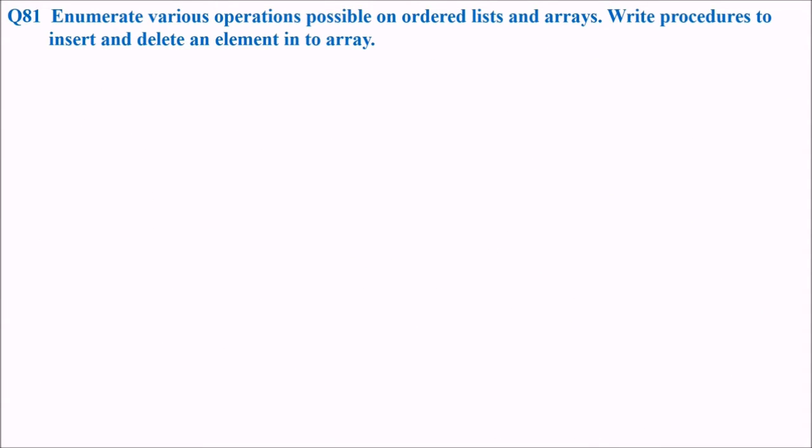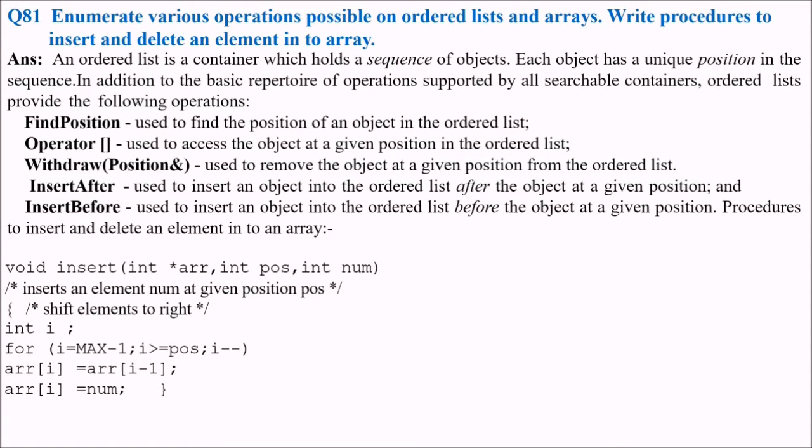Enumerate various operations possible on ordered lists and arrays. Write a procedure to insert and delete an element into an array. So an ordered list is a container which holds a sequence of objects, and each object has a unique position in this sequence, like an array. In addition to the basic repertoire of operations supported by all searchable containers, ordered lists provide the following operations. You can seek a position, go to a position, access a position, remove the object from the list, insert before, insert after. All this you can perform.